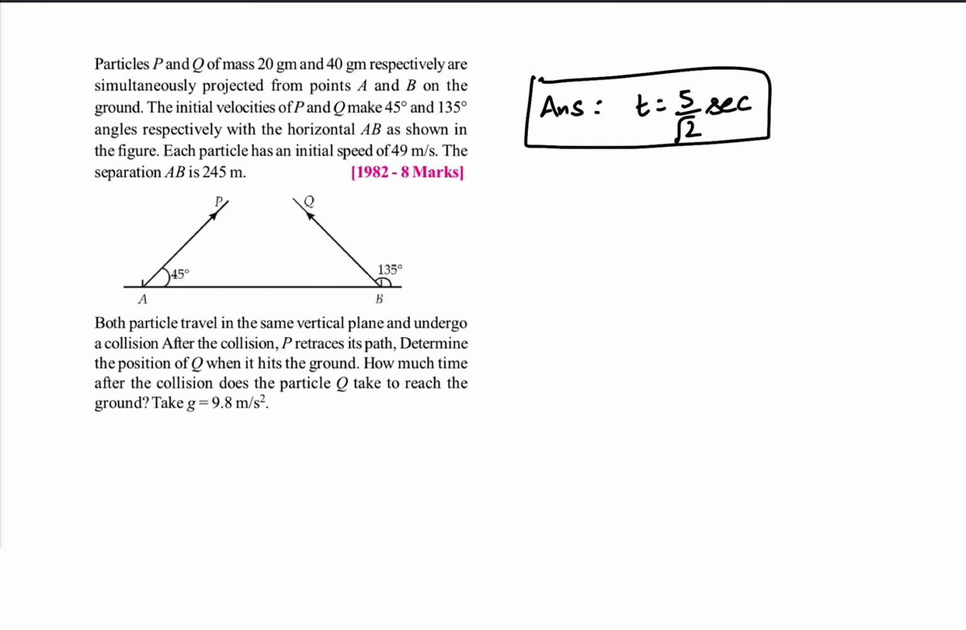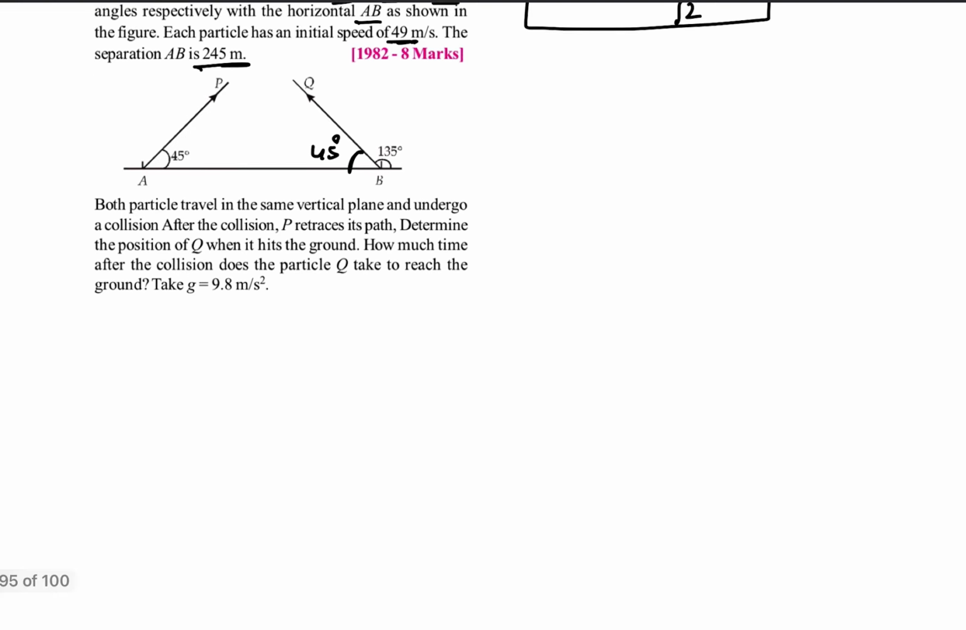Next question we will discuss. Particles P and Q of mass 20 gram and 40 gram respectively are simultaneously projected from points A and B on the ground. The initial velocities of P and Q make 45 degrees and 135 degrees, so we can get these values also, with the horizontal AB as shown in the figure. Each particle has an initial speed 49 meter per second. Separation is 245 meters.